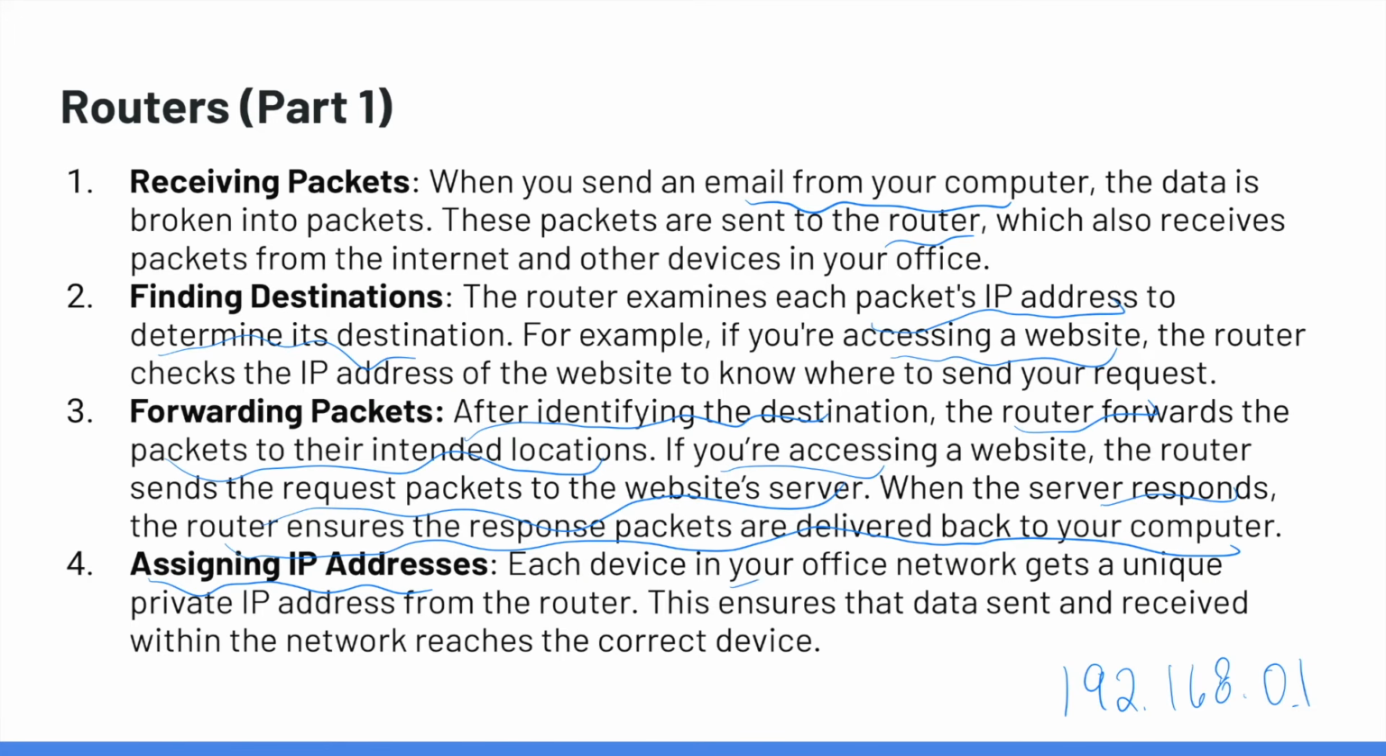So basically each device in your office network gets a unique private IP address in the router. And this private IP address is only visible to anyone else in the network and to your router. That's just something the router does, and that ensures that the data sent and received within the network reaches the correct device. It's sort of like a private phone book for inside your network, and that's created by the router. So perhaps that's not necessarily associated with the previous three steps you looked at, but it's just another thing the router does that you should be aware of.